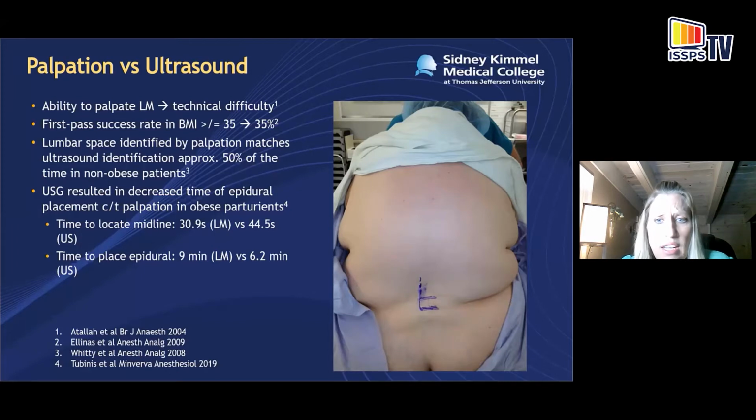And there was a recent study of obese parturients with an average BMI over 40, and the authors compared the landmark technique with just the transverse view and identifying midline with ultrasound. They found that while identifying midline with ultrasound took approximately 15 seconds longer, the placement of the epidural was 2.5 minutes faster than with the landmark technique. They also found the number of needle passes was lower.